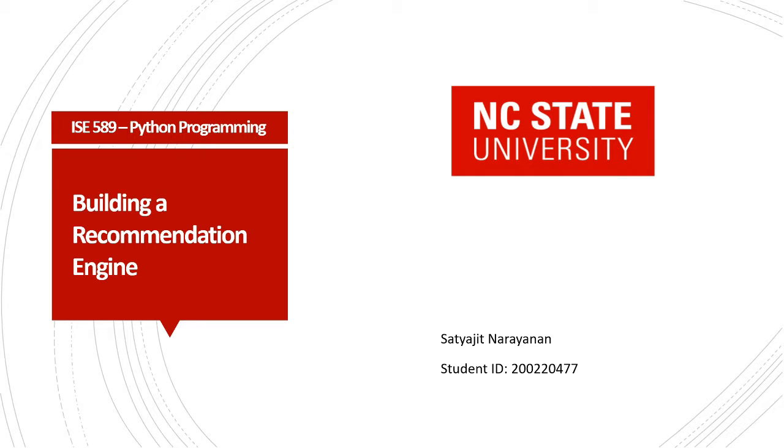Hello everyone, this is the video presentation of my project as a part of the ISE 589 Python programming course. In this project, I have attempted to create a recommendation engine to recommend movies, for an existing user as well as a new user. A recommendation engine is a software that analyzes available data to make suggestions for something that a website user might be interested in, such as a book, a video or a job, among other possibilities.